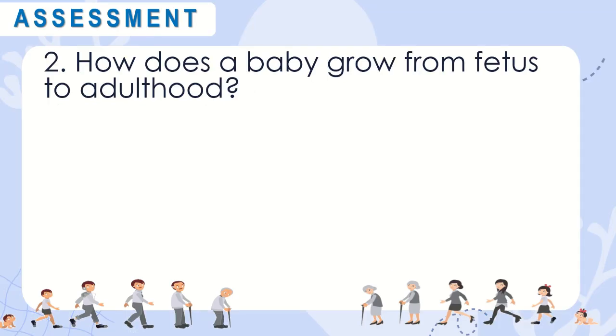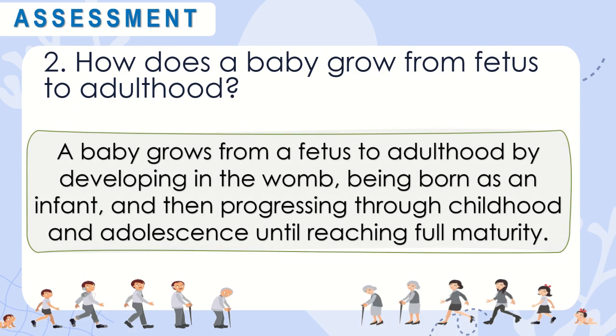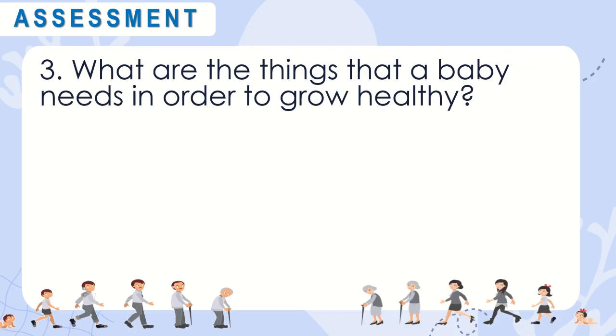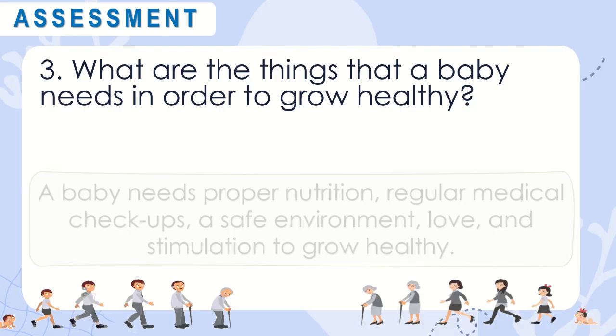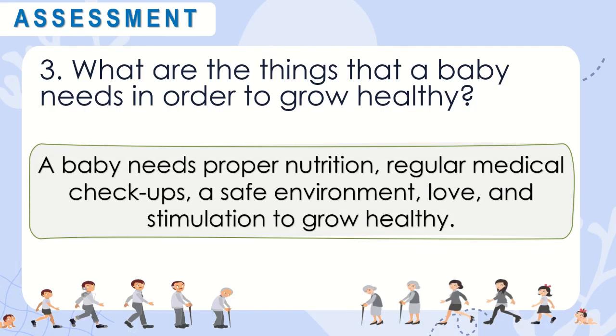How does a baby grow from fetus to adulthood? You're right, a baby grows from a fetus to adulthood by developing in the womb, being born as an infant, and then progressing through childhood and adolescence until reaching full maturity. What are the things that a baby needs in order to grow healthy? Exactly. A baby needs proper nutrition, regular medical checkups, a safe environment, love, and stimulation to grow healthy.